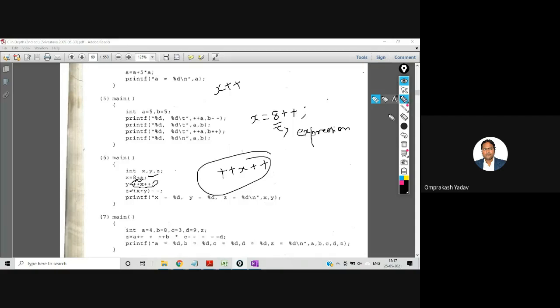Asad is asking, sir, is 8++ valid? No, it's not valid. I just explained it's not valid. On any constant we cannot use that operator.